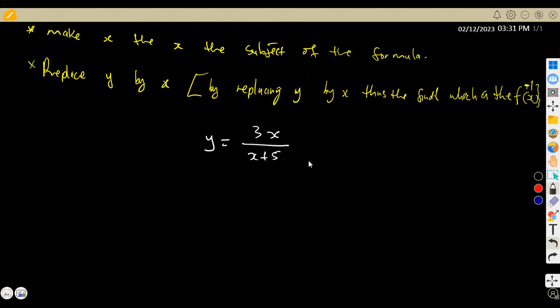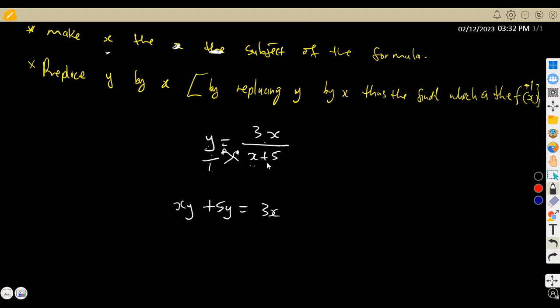After writing this, make x the subject of the formula, okay? So making x the subject of the formula, what can we do, guys? From our O-level math, we can cross multiply here. The moment you cross multiply, y is going to multiply everything here. Y times x, that's xy. Then y times 5, that's 5y. We are going to have 5y is equal to 1 times 3x, which is 3x.